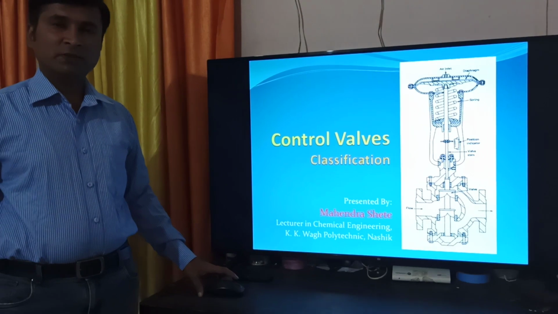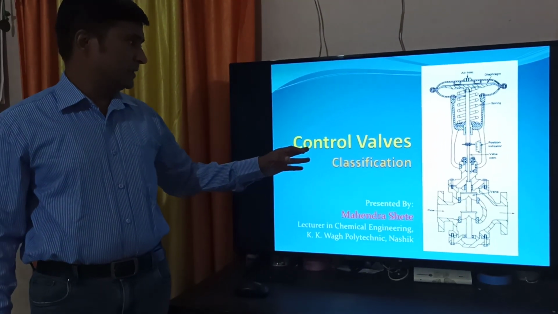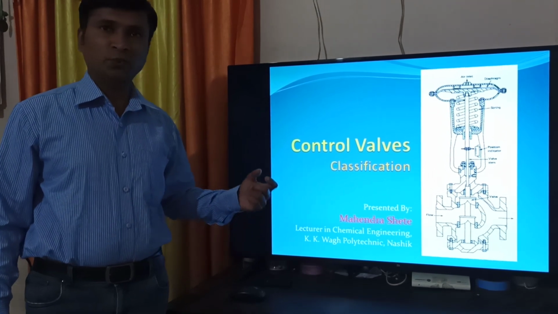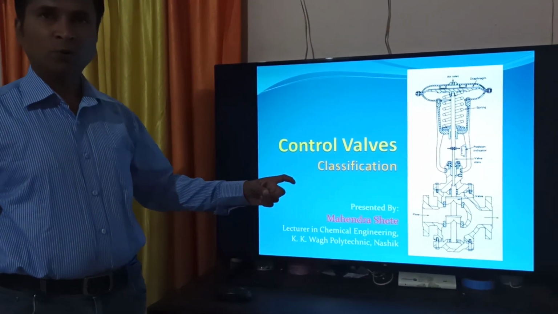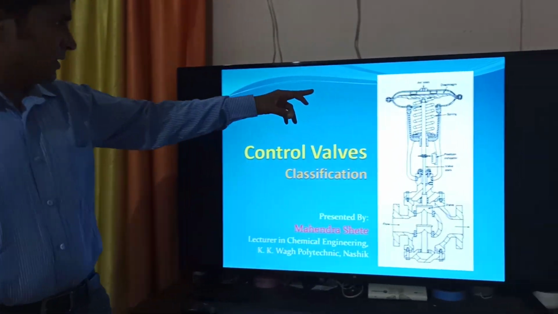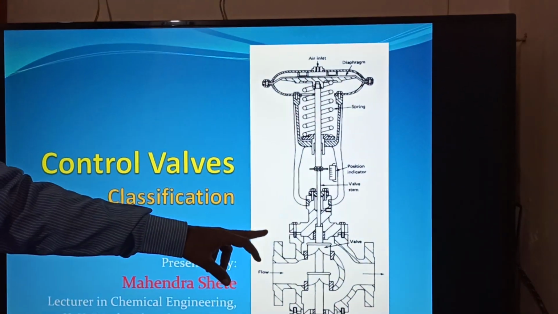Good morning friends. Today we are going to study the control valve classification. Before studying the classification, we must know what a control valve is and what its application in industries is. Here a schematic diagram of a control valve is available.